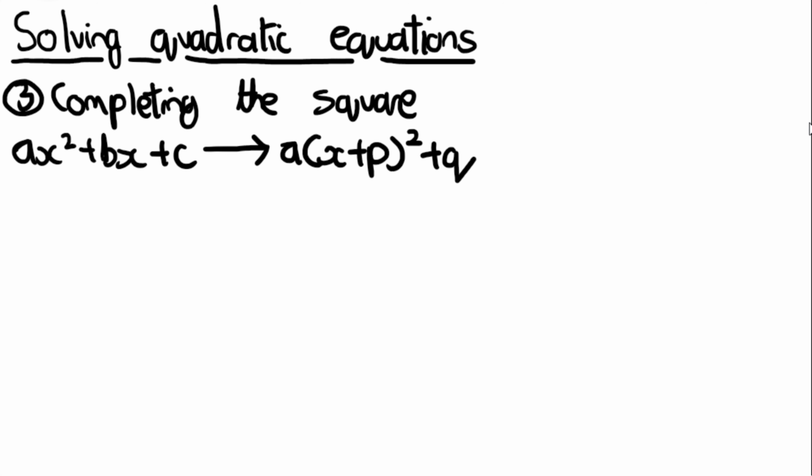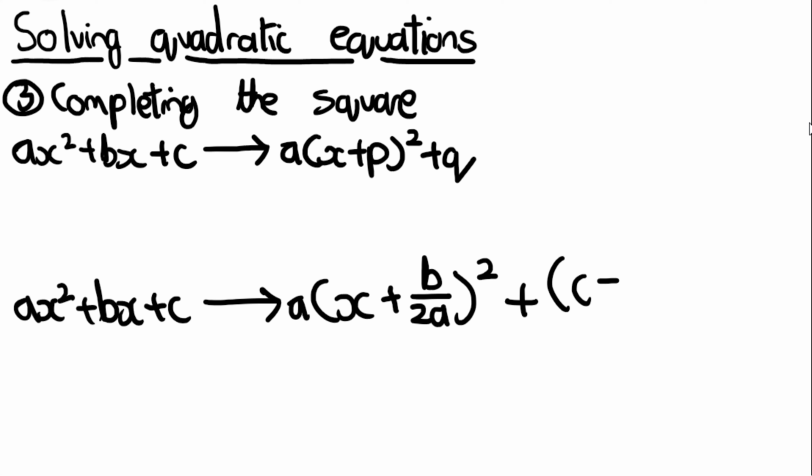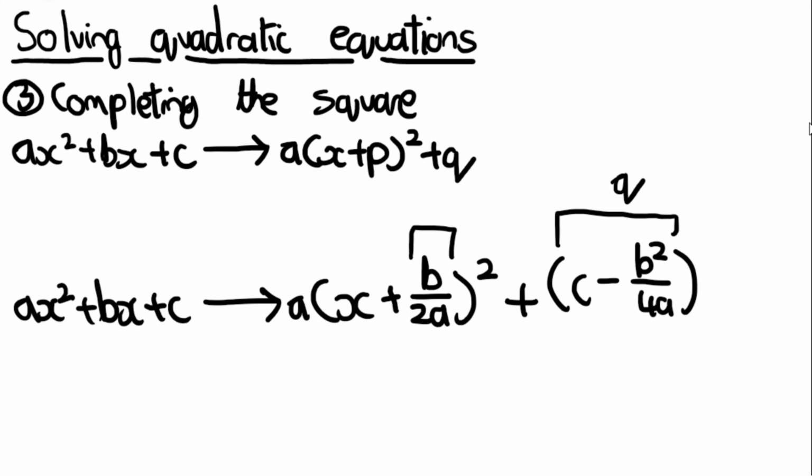Really quick, the textbook talks about another way that you could do this, where you can take the quadratic ax squared plus bx plus c. You can put it in the completed square form by actually using a formula, which is a(x plus b over 2a) squared plus (c minus b squared over 4a), where this is essentially q and this here is essentially p.